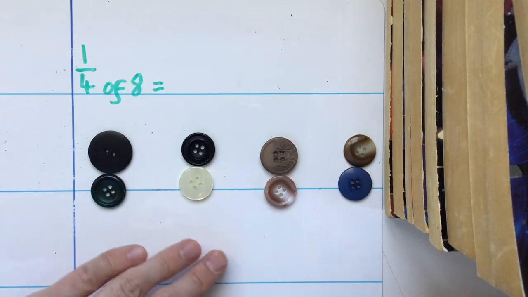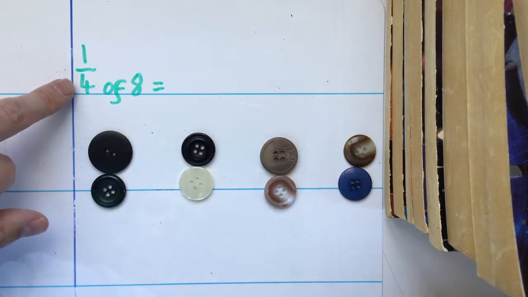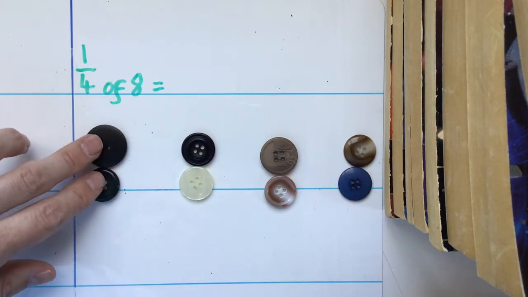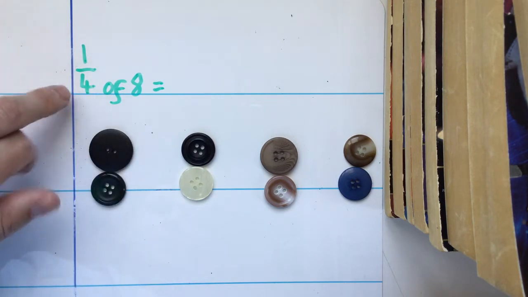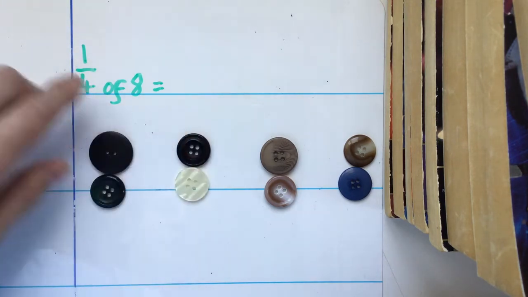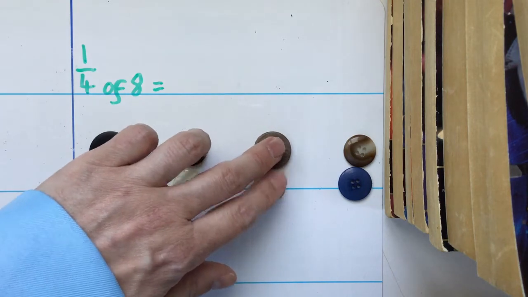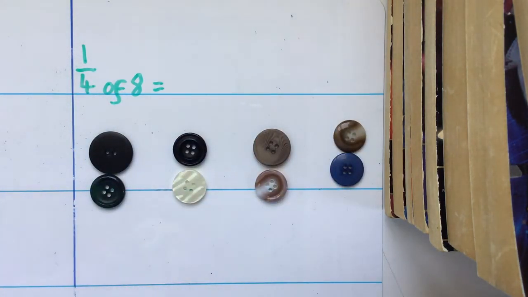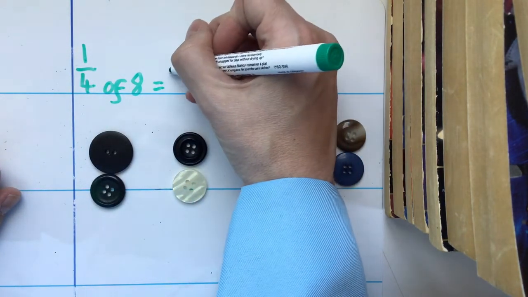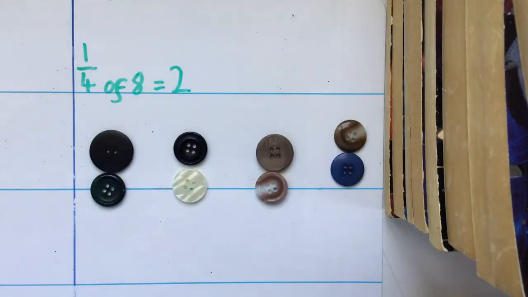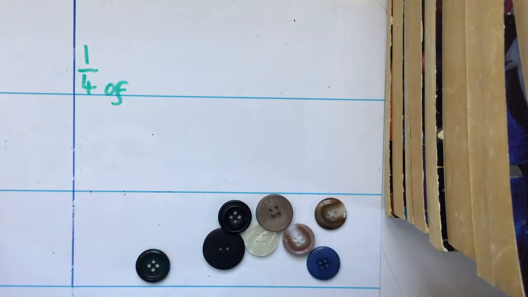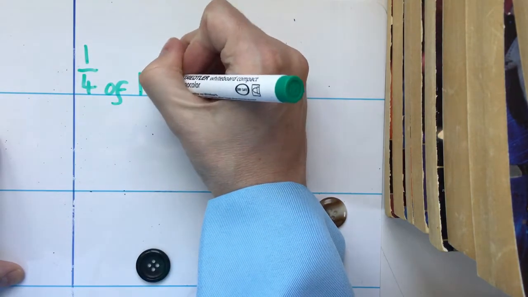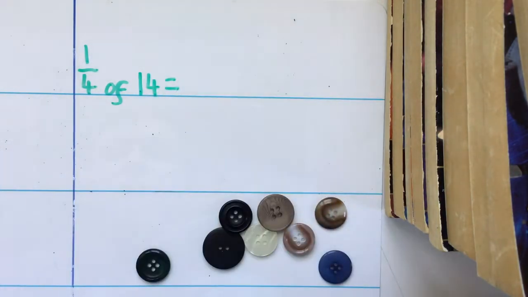So out of 8 buttons split into 4 groups, each group, one of these quarters is 2, another one of these quarters is 2, another one of these quarters is 2, and another one of these quarters is 2. So I think we can safely say that 1/4 of 8 is a 2, isn't it? Shall we try another number? Shall we try a higher number? Let's try 1/4 of 14 and see if we can do that one.